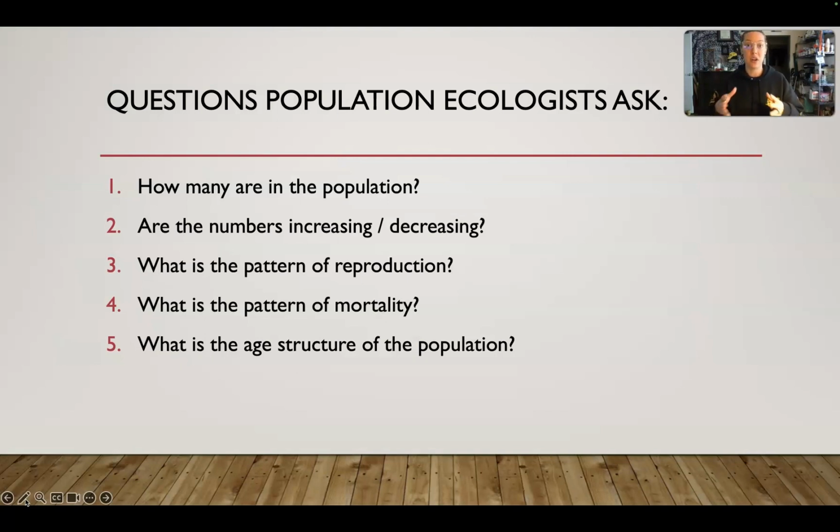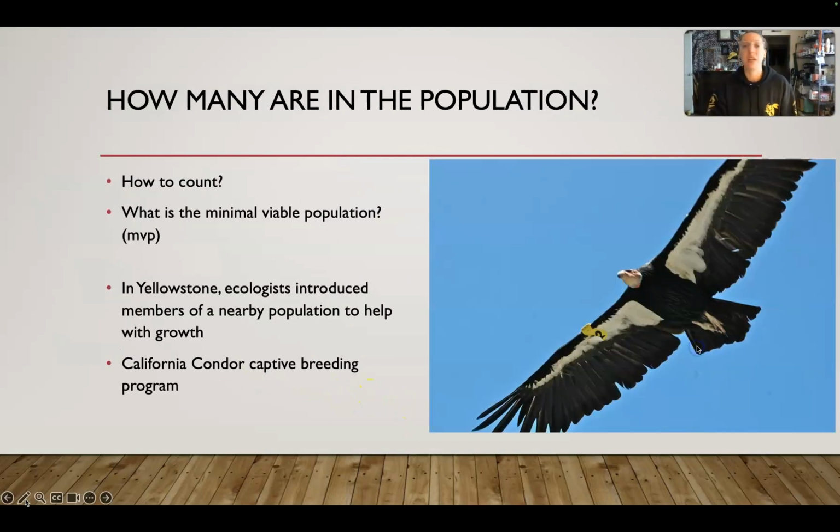But these are questions that are actually coming up a bit more in some current event things and what some folks are asking around the world, but we're not going to touch into that in our lessons here. But those include what is the pattern of mortality, and more importantly, what's the age structure of that population. So we're going to address this first question here, looking at how many are in the population and how in the heck do scientists count these things?